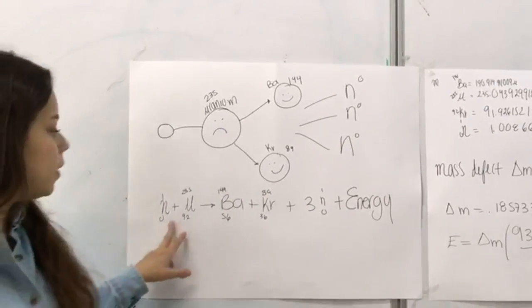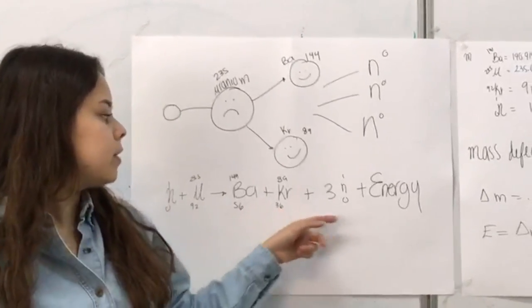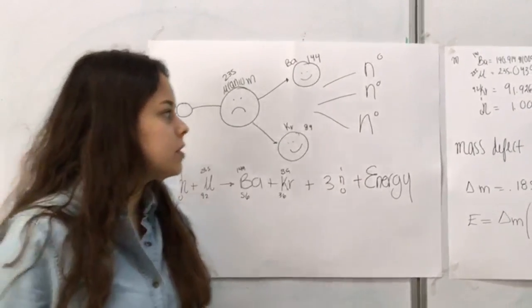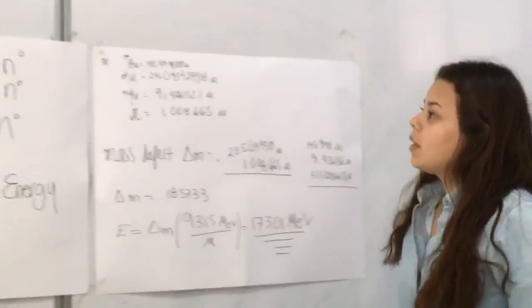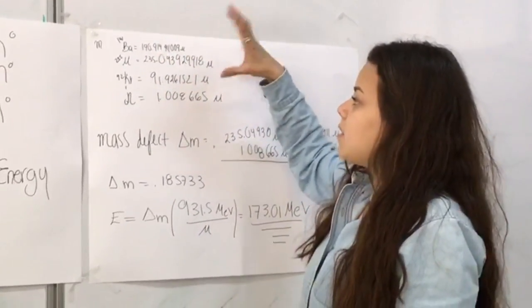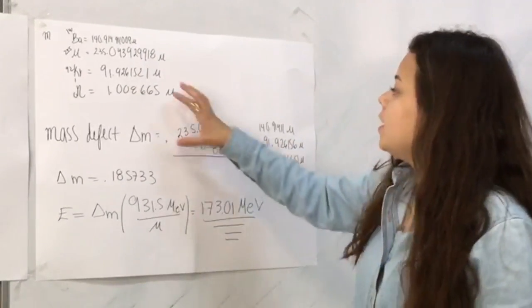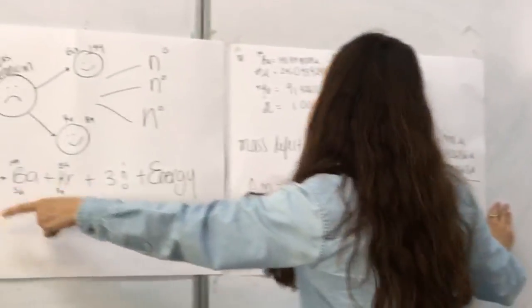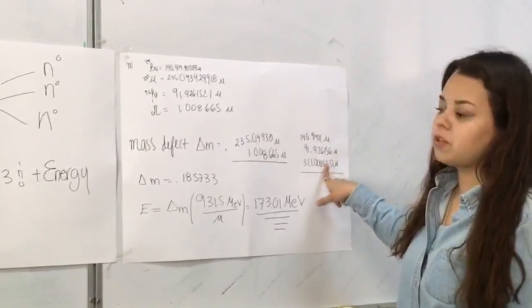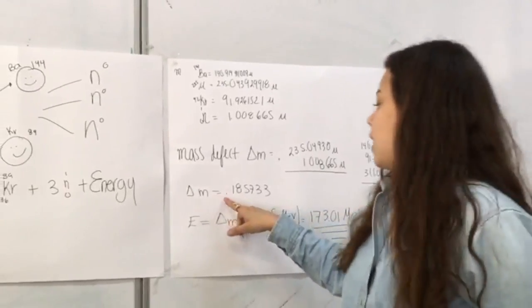So we have 1 neutron and uranium-235. It gives us barium, krypton, the 3 new neutrons, and the energy that was lost in the process. We first have to calculate the mass defect. So we have the masses of each element in atomic mass units. We sum each side of the equation, that is neutron plus uranium on one side, and on the other side barium, krypton plus the 3 masses of the neutrons.